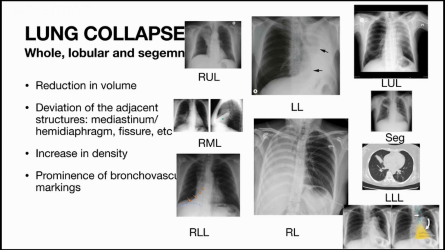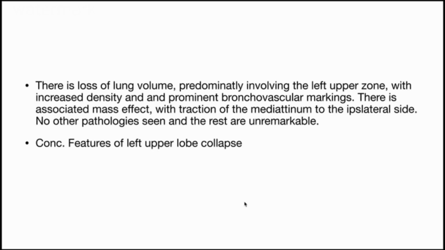On the right, if it is segmental, and we say the lung is collapsed, there is reduction in volume, there is deviation of the mediastinal structures, there is increase in density and prominence of the bronchovascular markings. Once you have these, then you have a collapse. And of course, on the right we have three lobes, upper, mid, and lower, and on the left we have two, that is the upper and the lower. And these can be demonstrated easily.